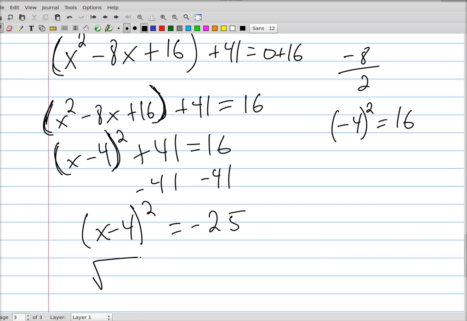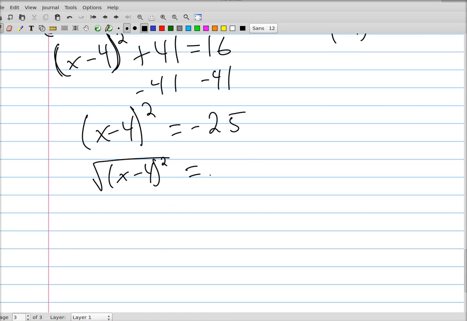So we do that, square root of x minus 4 squared, and we do that. But when we take the square root of a negative number, we end up getting an imaginary number. Here, the square root of x minus 4 squared is just going to be x minus 4. It undoes that squaring. Over here, the square root of negative 25 is going to be 5 because the square root of 25 is 5, but then we put an i next to the 5.